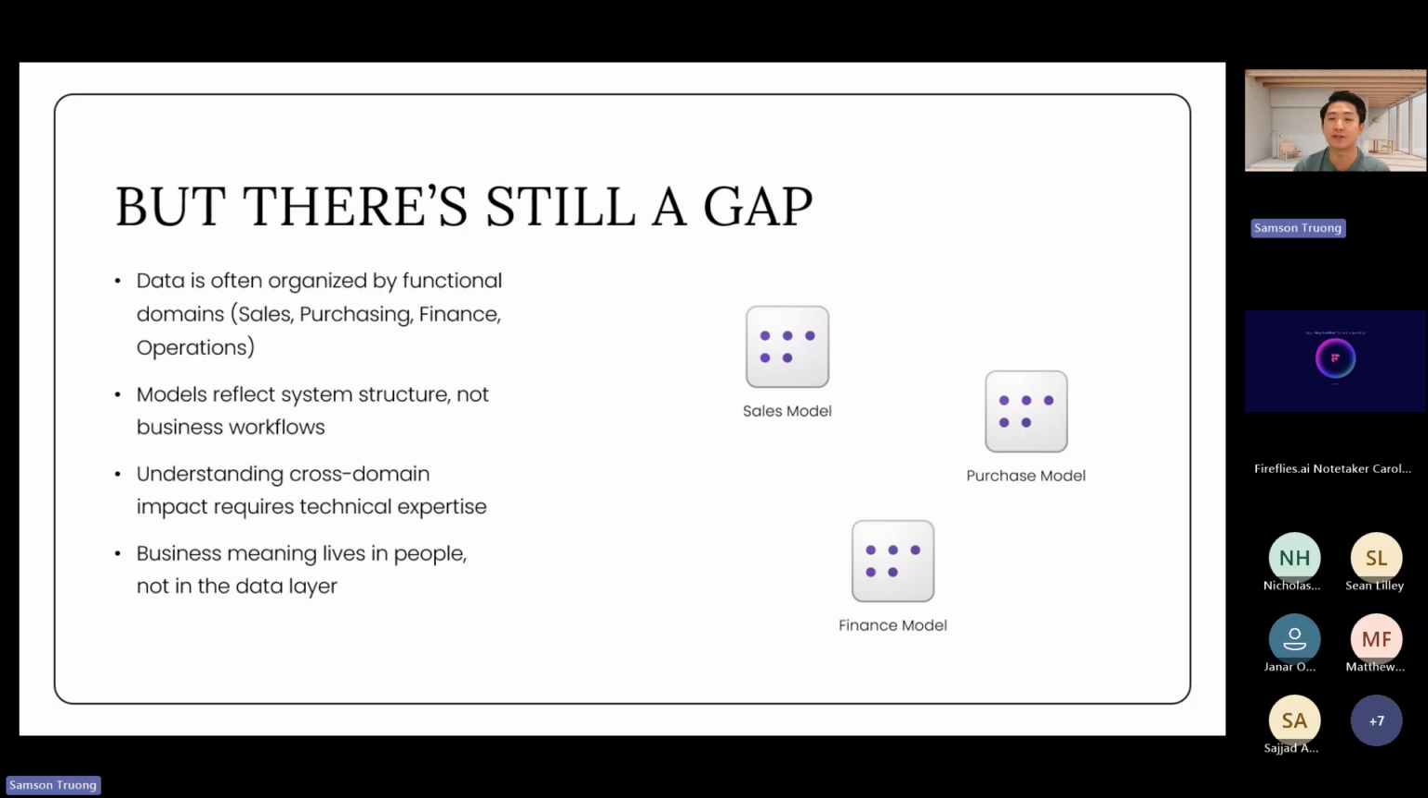So a lot of times you'll have your data layer, you'll have your business, and in between you'll have a business analyst, a data analyst, a data engineer, a data scientist, someone who understands the business and the data side. What that gap means is that a lot of times the business meaning lives in people rather than the data. So a lot of times you do have a bottleneck between your data and your business, which is going to be that one person who understands that functional end-to-end workflow.